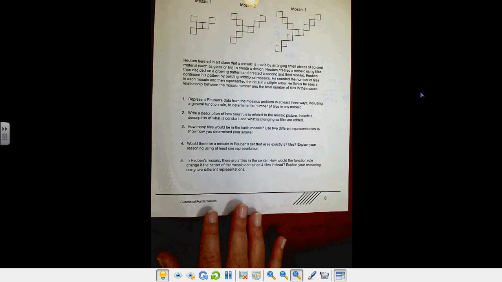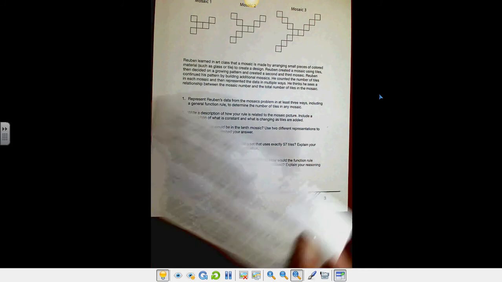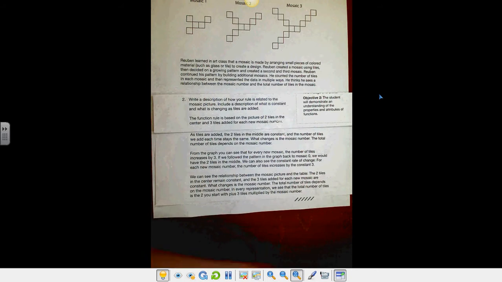For number 2, write a description of how your rule is related to the mosaic picture. Include a description of what is constant and what is changing as tiles are added. For number 2, the function rule is based on the picture of 2 tiles in the center and 3 tiles added for each new mosaic number.